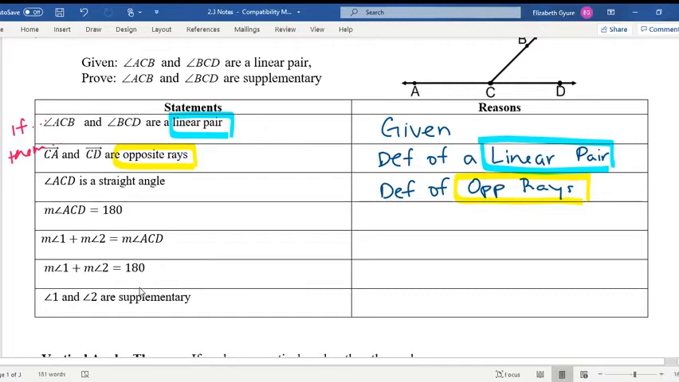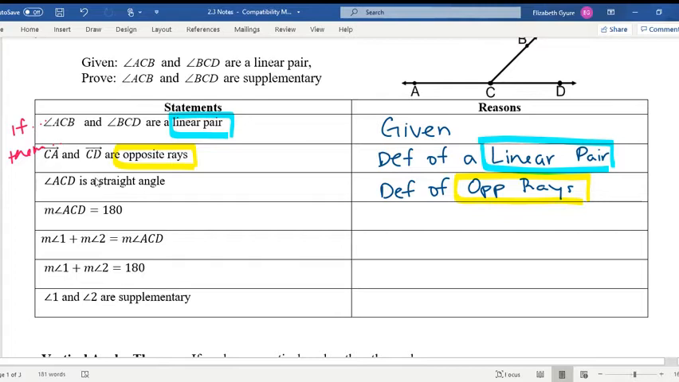How many degrees is a straight angle? 180. Supplementary is also 180. So could these things connect? I think so. Yeah, Tyler, you're just thinking too hard. Yeah, think less. So that's why it's leading us down this path.